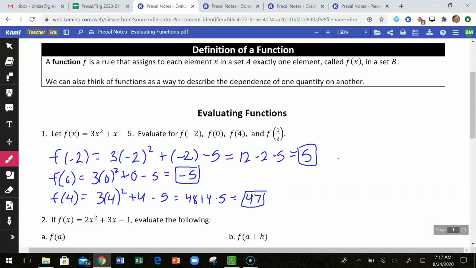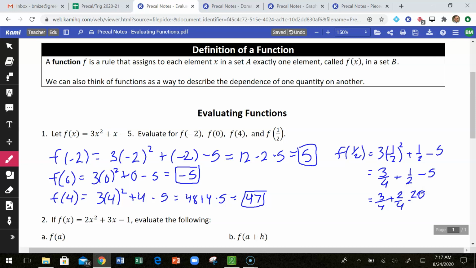And then f of 1/2, evaluating a fraction, same thing, we're just going to plug it in. We just need to make sure that we can work with fractions. So 1/2 squared is 1/4 times 3 would be 3/4 plus a half minus 5. I'm going to get a common denominator here, so this is going to be 3/4 plus 2/4, and I'm going to go ahead and make this minus 20/4. Right? 5 is 20/4. So we have negative 15/4.